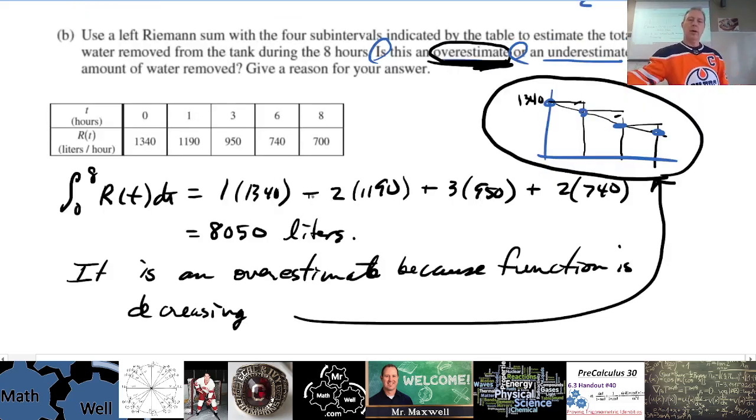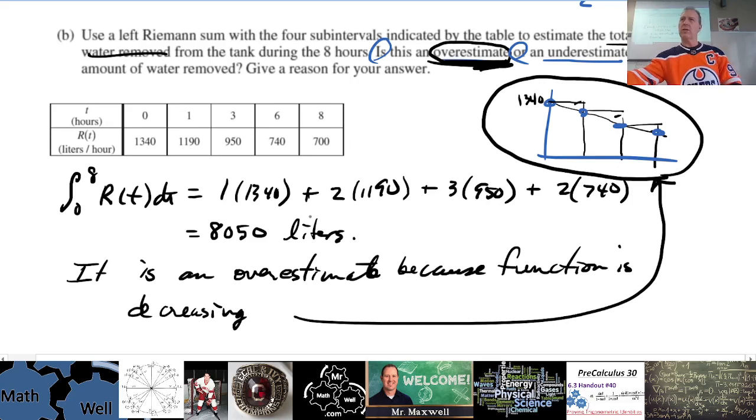Okay, so you should have an answer of 8,050 liters. Is the unit just liters? Yeah, so estimate the total amount of water removed. So this is not the amount that is left in the tank because we don't have an initial amount that we're subtracting this from. We're just talking about the change. So the amount of water that's removed is 8,050 liters.